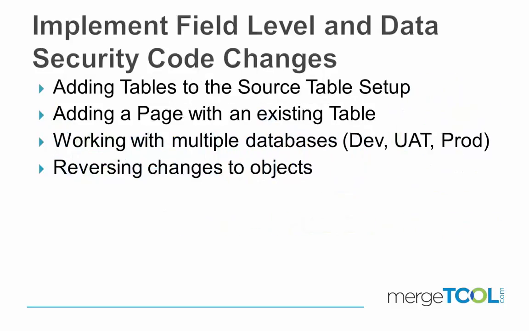Implementing the field level and data security changes in a database is a process that writes the code necessary, and it can also remove the code. We're going to look at how we can add additional tables to the source table, what you do if you add a new page to an existing table, and then we will talk a little about how you work with multiple databases. And at the end, I'll show how you can reverse all the changes.